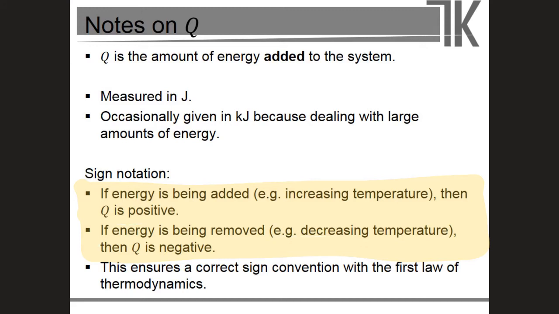If we're increasing the temperature, Q is positive. If we're decreasing the temperatures, Q is negative. I'd also make a little note that the units can be given in kilojoules instead of joules, because we are dealing with really large amounts of energy. Like water takes loads of energy to heat up. It takes a lot of energy to make a cup of tea.